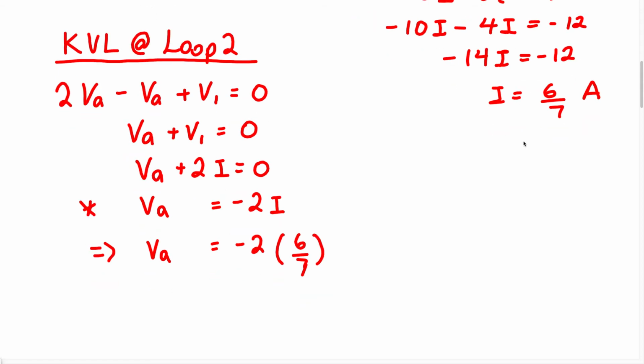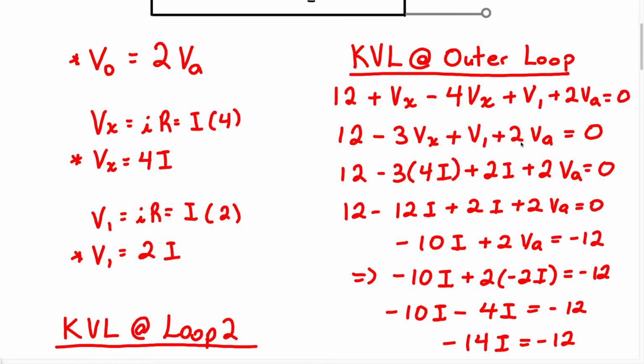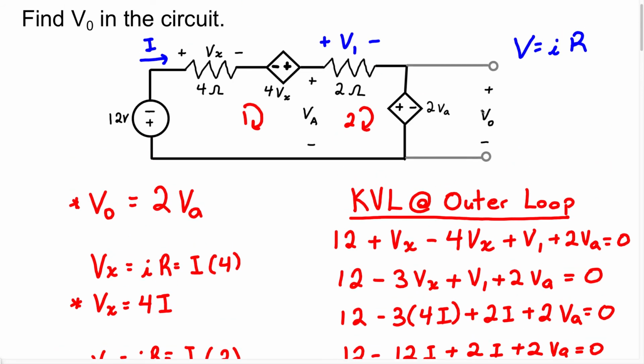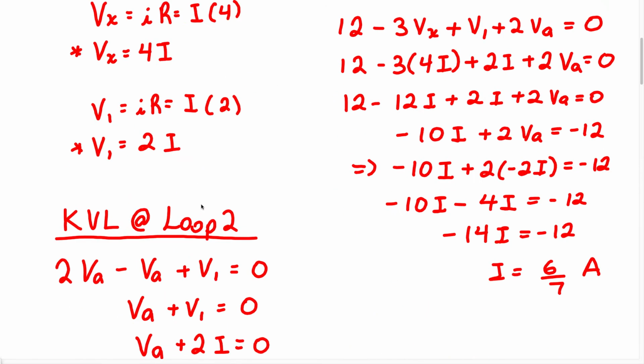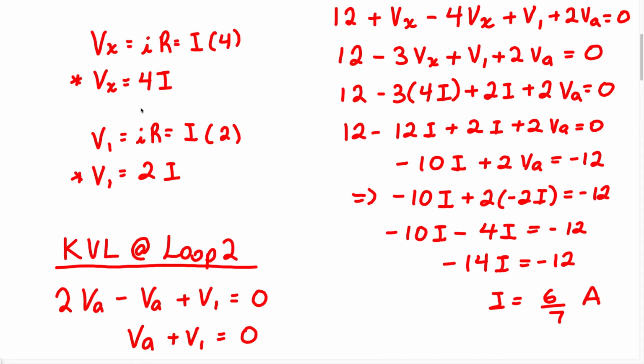Now when you start to solve for this, VA equals negative 12 over 7. Now we know to find VO, which is the voltage they want us to find, we're going to have to multiply 2 by VA, which is this relationship here. Therefore, we can say, so I'm just going to write this equation over.